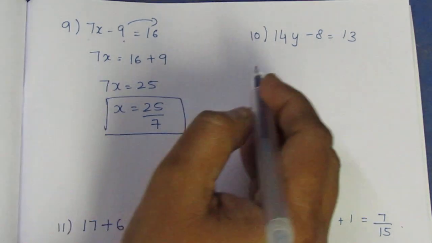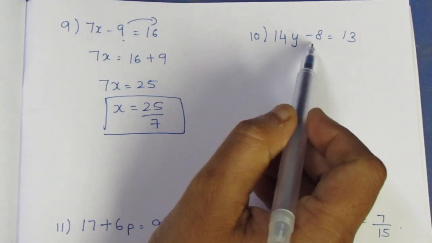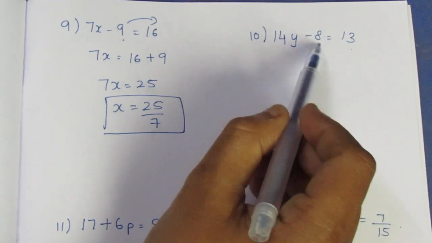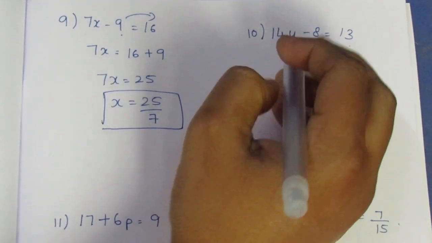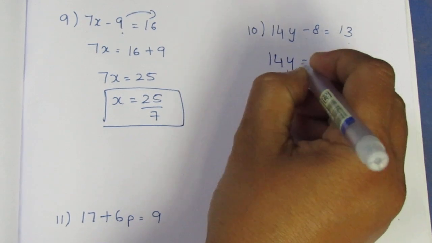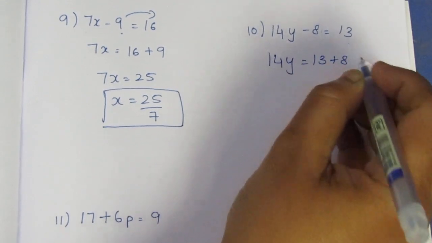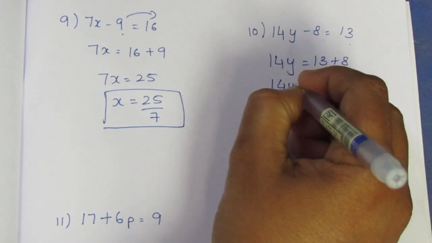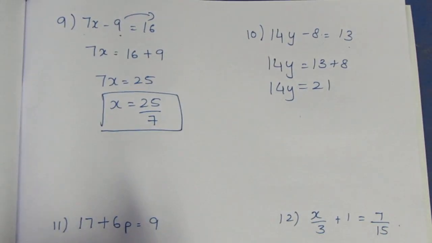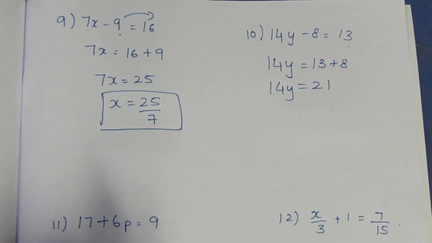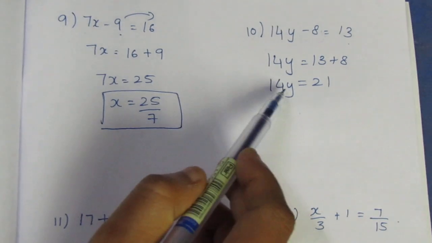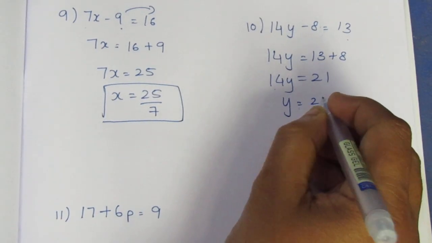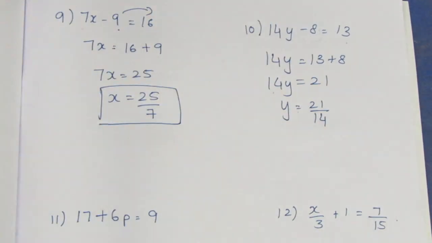Now we'll move on to the 10th one. The same way, 14y minus 8 is equal to 13. First we need to bring the subtraction part to that side. So 14y will remain the same, is equal to 13 plus 8. This becomes 21. So 14y is equal to 21. I want the y value, which means bring 14 to the other side. Here 14 is in multiply, so it goes as a divide. So y is equal to 21 divided by 14.